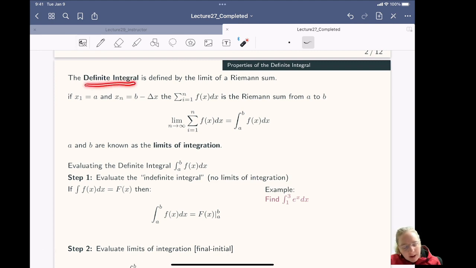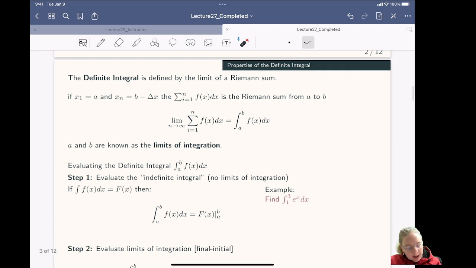So if we take the definite integral, it is when you have this Riemann sum where those rectangles get smaller and smaller and smaller until you're taking the limit as the little width of those rectangles goes to 0. All right, so if x1 is equal to a and xn is equal to b minus dx, then this is the Riemann sum that gives us the area under the curve f of x between a and b. If we take the limit as the number of rectangles goes to infinity, we end up with this definite integral.